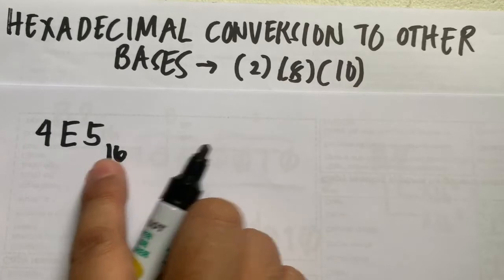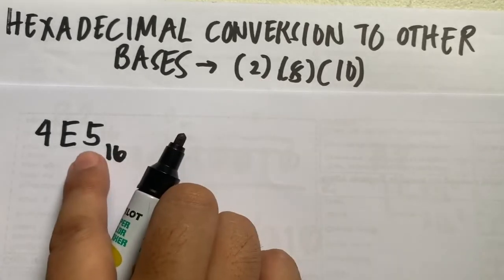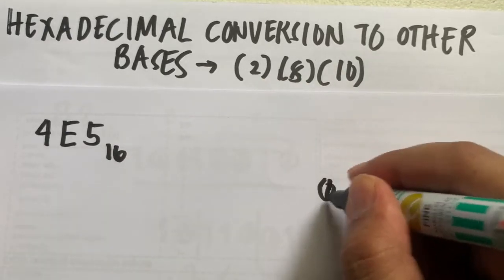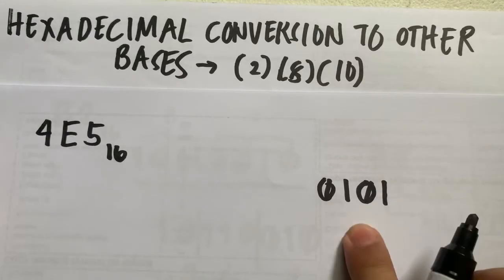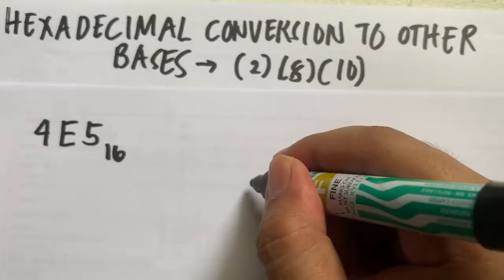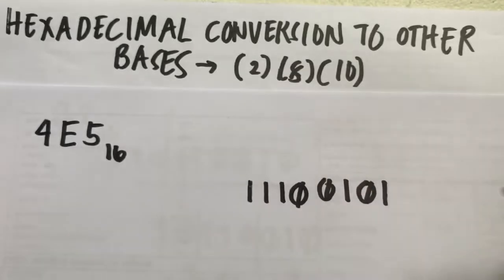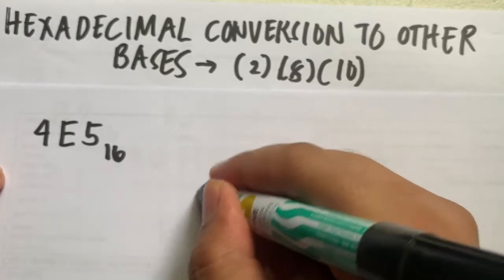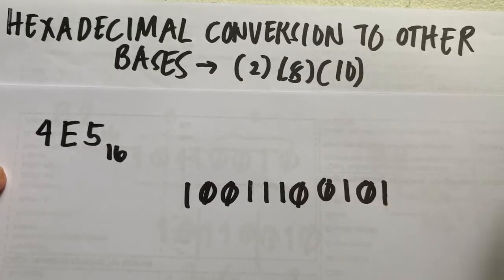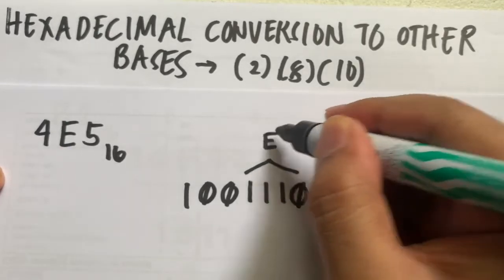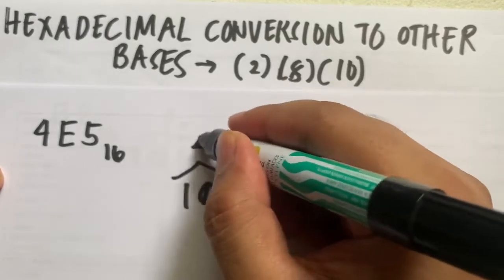So again, we start by converting it to binary. How are we going to represent 5 using a 4-digit binary number? So we have 0, 1, 0, 1. So this is 5. How about E? E is 14. So we have 1, 1, 1, 0. And then 4 is 1, 0, 0. So this is 5, this is E, and this is 4.